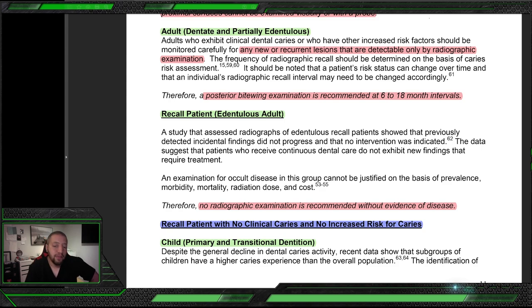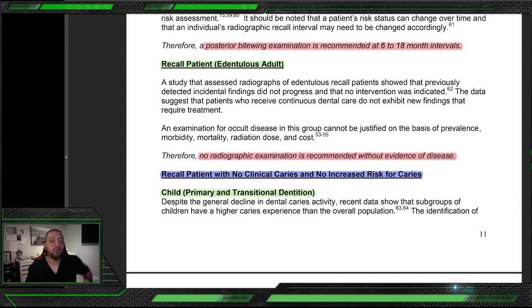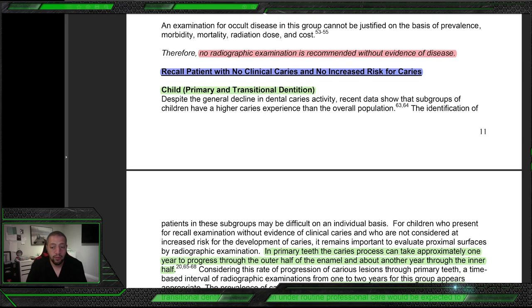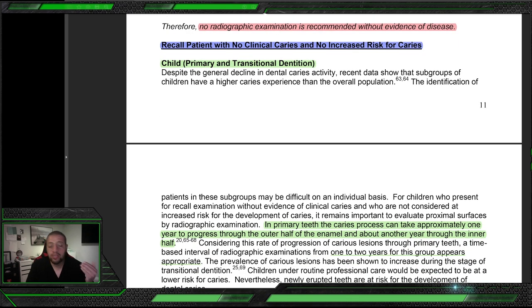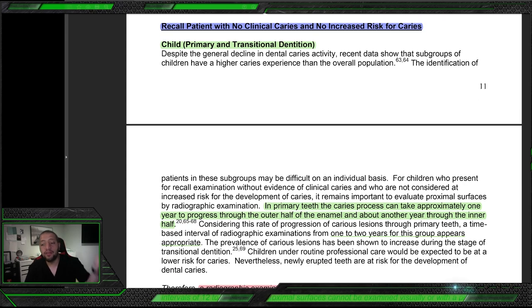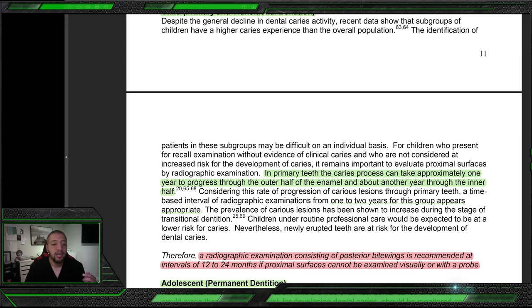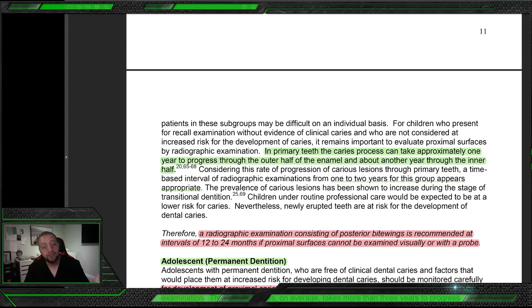Okay, and then you speak about the risk. So now we speak about a recall patient with no clinical caries or no increased risk. For a child, we're going to say he has no problem. We said this before: in primary teeth, the caries process can take approximately 1 year to progress through the outer half of enamel and about another year through the inner half. That's why we're going to make the interval longer. A radiographic examination consisting of posterior bitewings is recommended at an interval of 12 to 24 months.